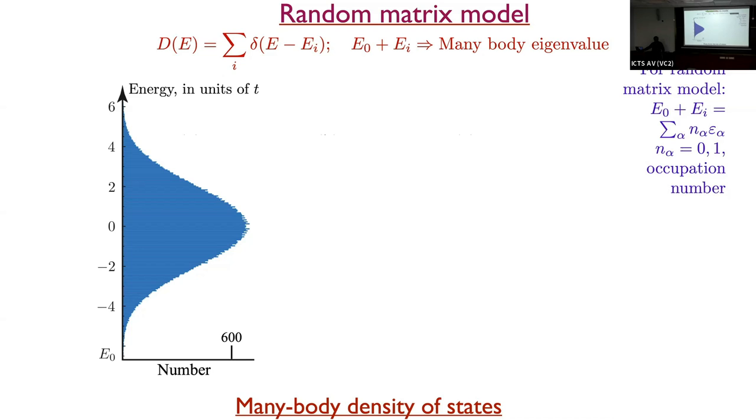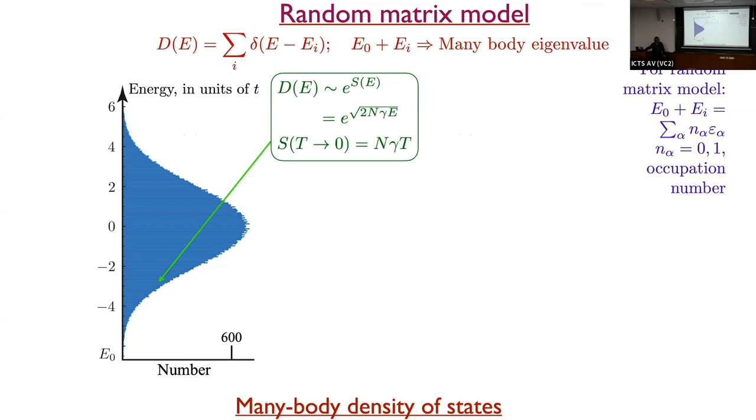What we're interested in is the limit of low temperatures, which means down here, near the ground state, but you want your energy still to be proportional to N. So E minus E naught should be proportional to N. Somewhere down here, you should get D of E is e to the square root of 2N gamma E. So this thing as a function of E is e to the square root of E. That's how it's growing. So that's the easy result.